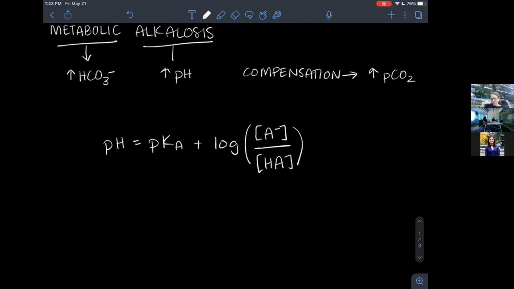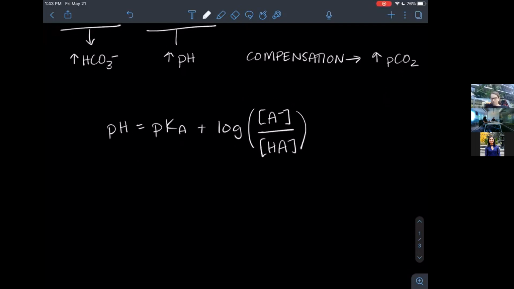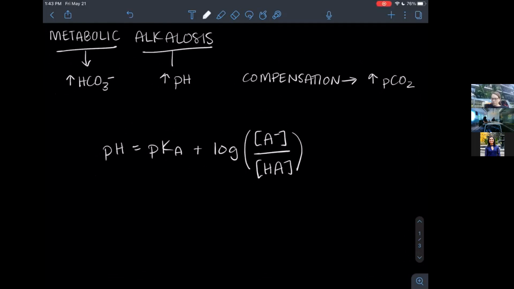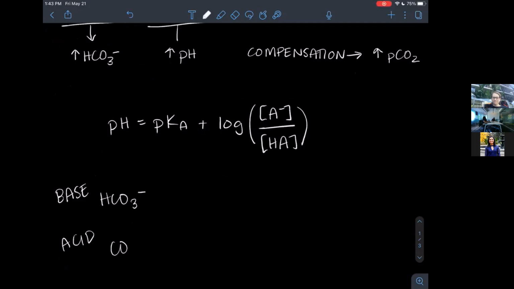So things that we know is that your main base is going to be your bicarb, and your main acid is going to be CO2. Why do we know that? We have that lovely carbonic anhydrase reaction that goes on.